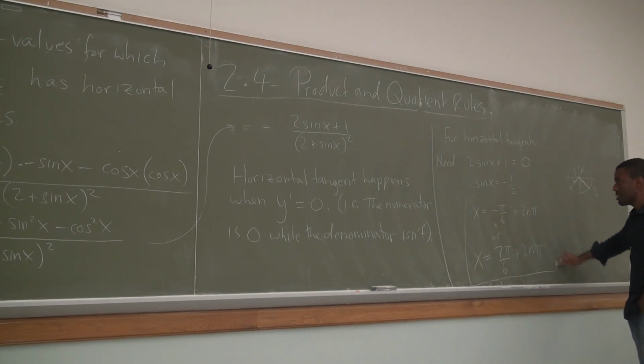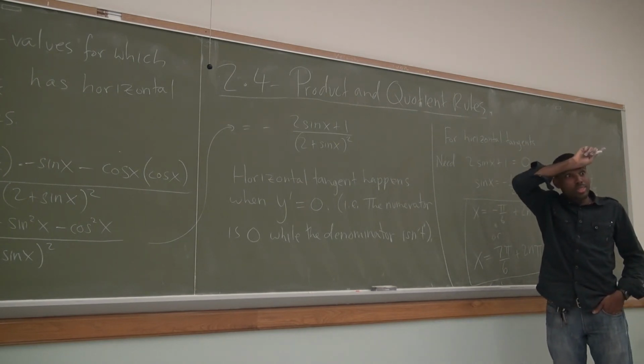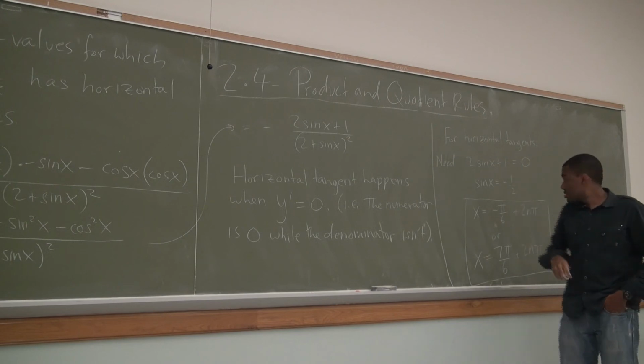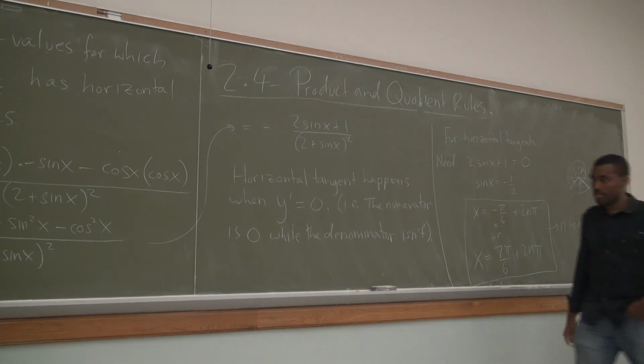Remember your trick. It's going to be important. It's going to be even more important in calc 2. We got the 2 pi. It's a circle. Every time you go 2 pi, you end up at the same place. N is any integer. And with a sign.